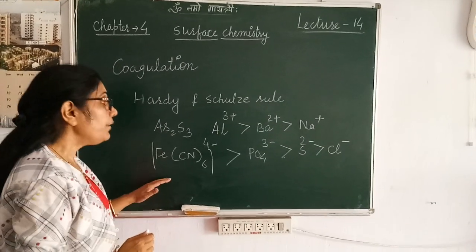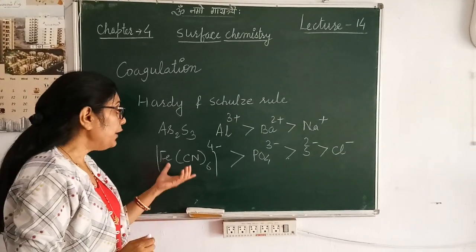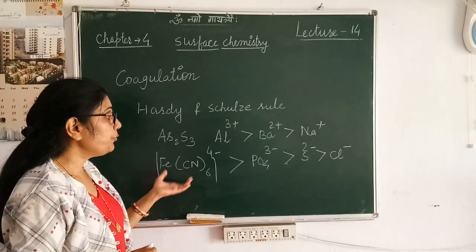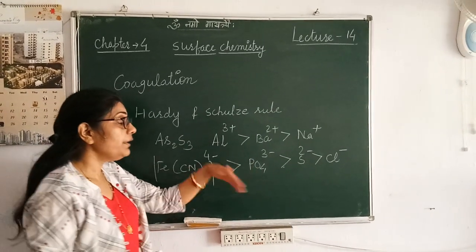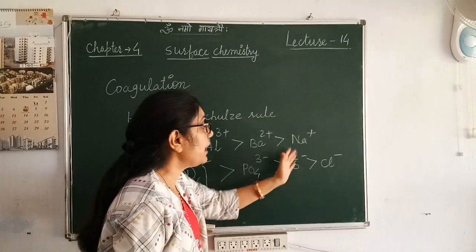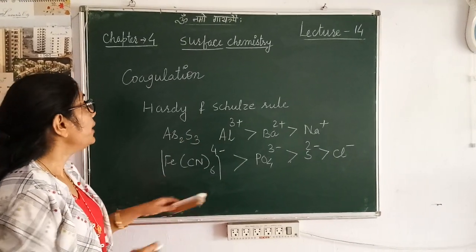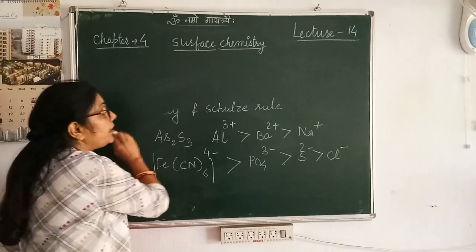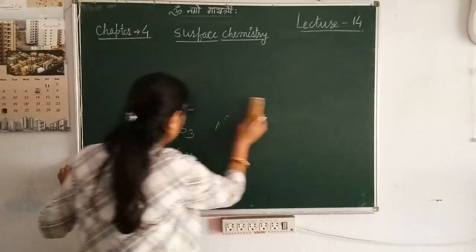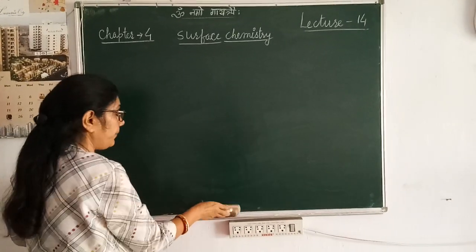Similarly, for a positive colloid, ferrocyanide will have more tendency to coagulate than phosphate ion, which in turn will have more than sulfide, and so on. So this is very important, my dear students. State the Hardy and Schulze rule related with coagulation.